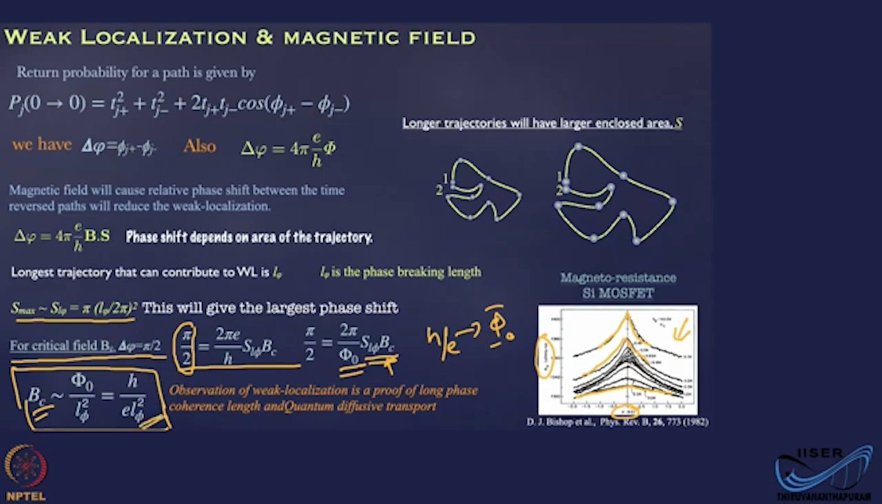So from this measurement, you can directly understand two things. Number one, what is the transport regime? Is it the diffusive quantum transport regime or not? Number two, you can also estimate the phase coherence length L_phi. So this is a very interesting, neat effect and a very simple measurement where you can understand what transport regime we are actually in.